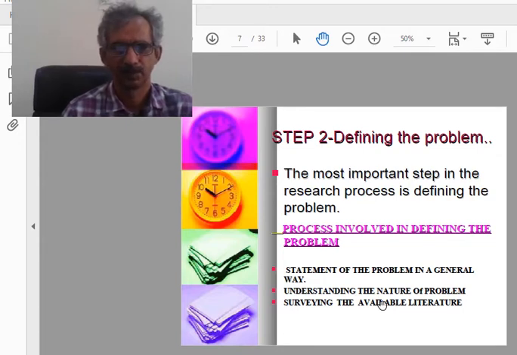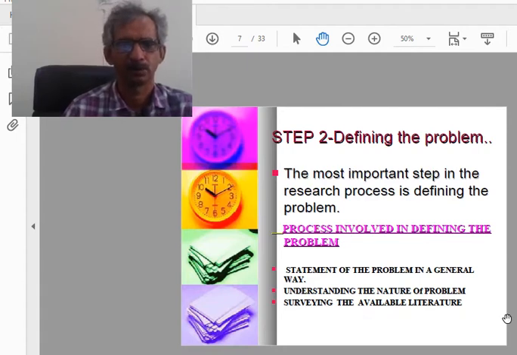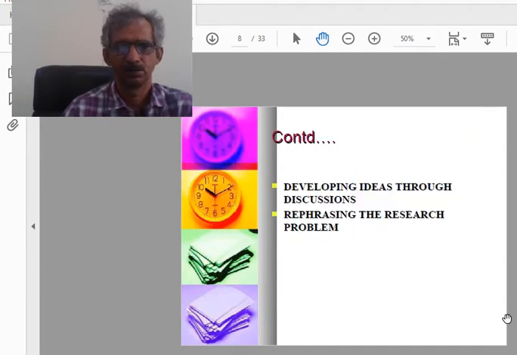Generally we write it by understanding the nature of the problem and surveying the available literature. To write any problem, to write any research statement, we need to survey the literature, and on the basis of that literature we write the statements. Developing ideas through discussions is the second point. When we thoroughly study the literature, we develop the concepts either through reading or through discussions, and then rephrase the research problem.